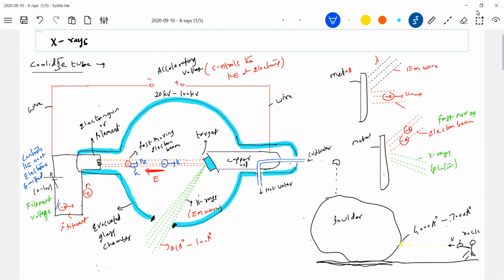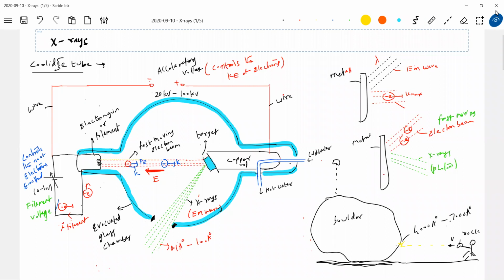By varying this EMF, 0 to 10 volts, I can vary the filament current. From the filament current, I can control how many electrons will be ejected per second. So by varying the filament current, I can control the number of electrons in the electron beam. By varying the accelerating voltage, I can control the kinetic energy of the electron beam. This is the overall setup here. The fast moving electrons come and strike the target.